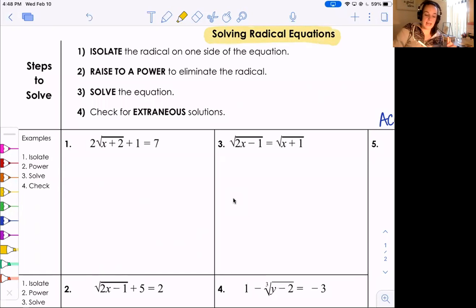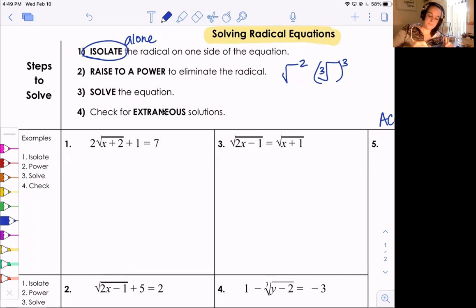The first step is to isolate the radical on one side of the equation, right? So remember, isolate means to get it alone, right? Like we're all isolated in our houses right now. So we want to get the radical by itself. We're going to raise it to a power to get rid of the radical, right? So if I have a square root, I'm going to do a square. If I have a cube root, I'm going to get rid of it by using a cube like that. I'm going to solve the equation, and then I'm going to check for extraneous solutions, right? We'll talk about extraneous solutions on number 2.